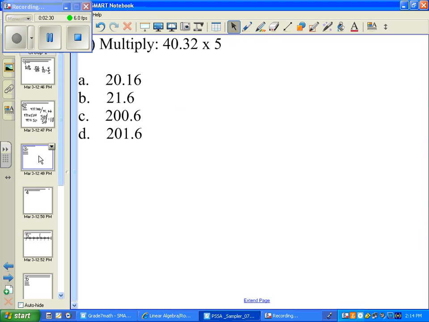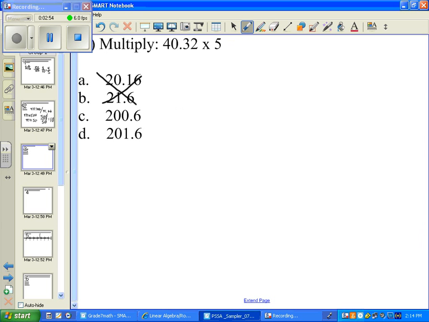Take a look at this. This is 40.32, 40 and 32 hundredths, times 5. And they want us to give the answer to this. So, well, what's 40 times 5? 40 times 5 is 200. So we can get rid of these two answers right here.